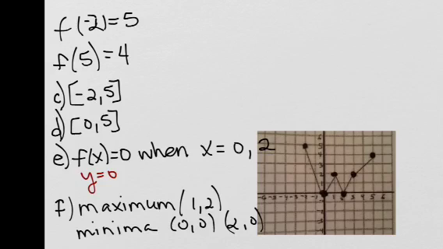The last question, G, is asking us to find the intervals on which the function is decreasing. The function is decreasing on this interval here and this interval here where we have negative slopes. So we can just use interval notation for those two sections of the graph. So the graph is decreasing on the interval negative 2 to 0 and 1 to 2.